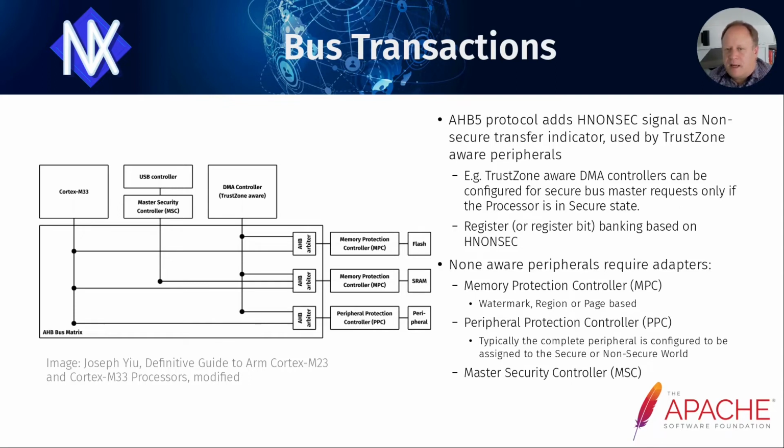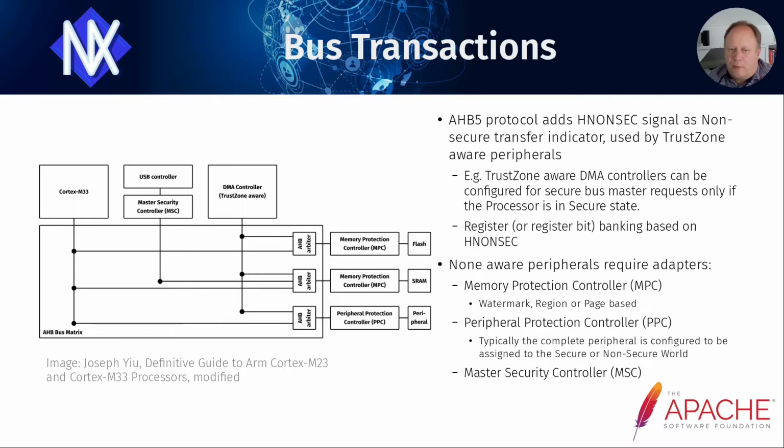If the MPC is targeted by a bus transaction while the HNONSEC signal does not match the security attribute of the target address, then the transaction will be answered as write ignored, read zero. If you recall that memories are typically aliased to both a secure and a non-secure address region, the MPC is the missing piece of access control that isolates trusted code from untrusted code.